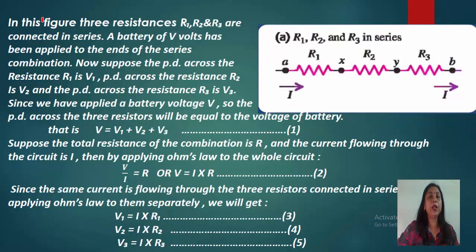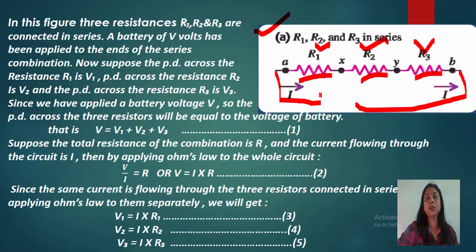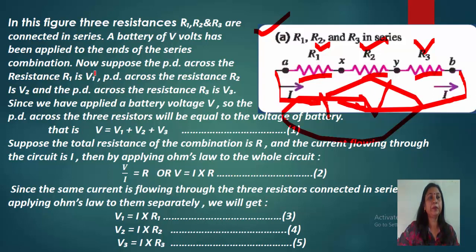Now in this figure, we are calculating the formula. In this figure, you can see there are three resistances in series. These are R1, R2 and R3. A battery of V volts has been applied to the ends of this series arrangement. Now suppose the potential difference across the resistance R1 is V1, because the potential difference is different, across R2 it is V2 and across R3 it is V3. Since we have applied a battery voltage V, the potential difference across the three resistors will be equal to the voltage of the battery, that is, V is equal to V1 plus V2 plus V3.